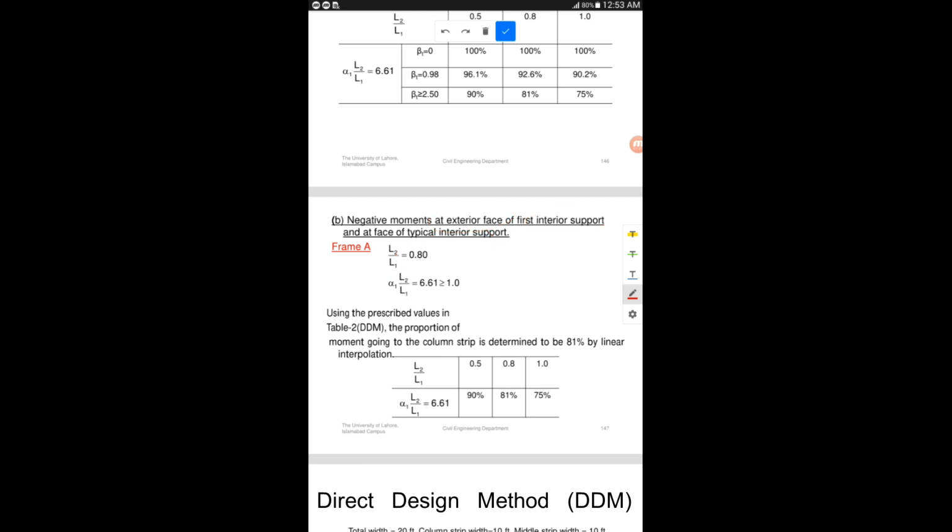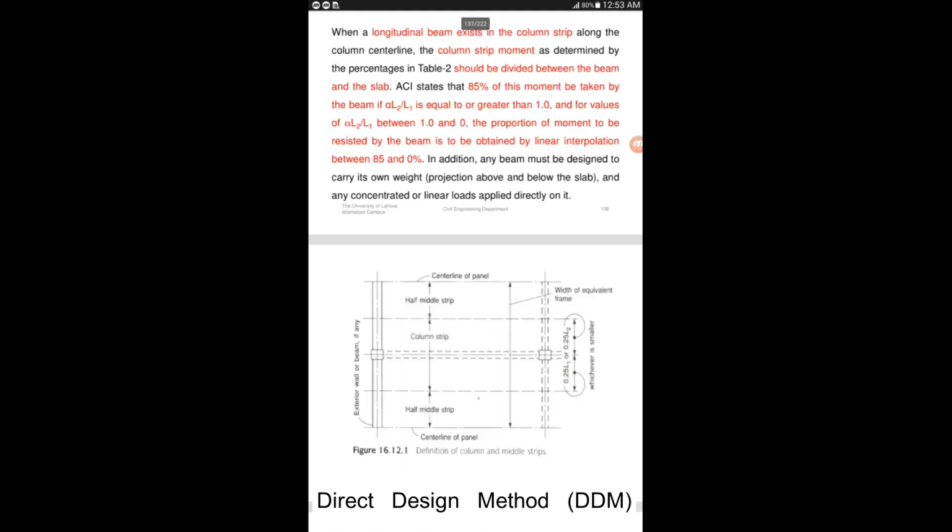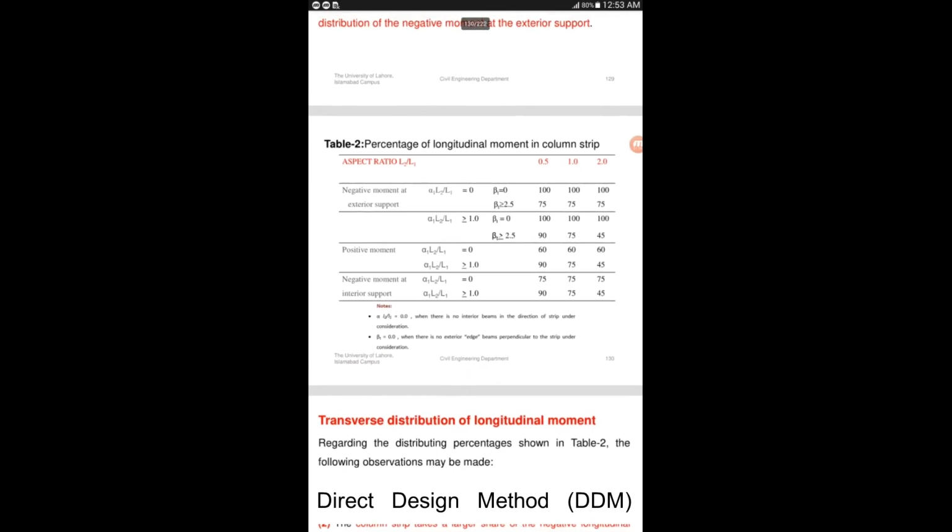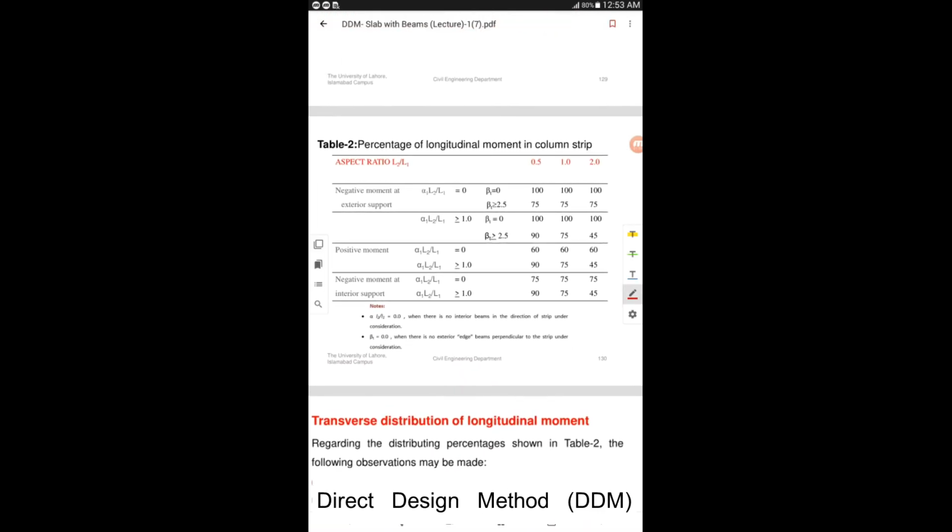So keeping in mind these two values, I'm gonna go to the table again. Because I have to distribute the moment at location 3, I'm gonna come here directly. I'm gonna ignore these parts, because alpha L2 over L1 is not 0 for me, so this is not required for me as well. I'll just focus here, alpha L2 over L1 greater than 1. Because my value is 0.8, the aspect ratio for my case, which is lying between these two values. So again, this is not required for me. My value is somewhere in between. So it's just one interpolation here.